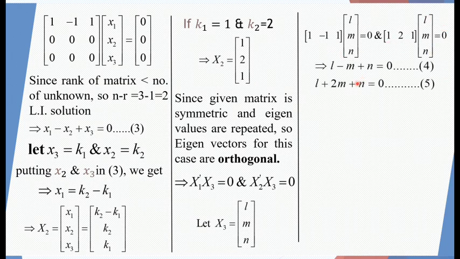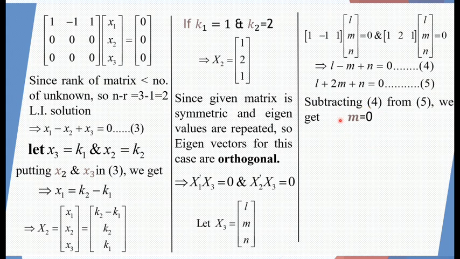Now multiplying it, we get two equations. One is L minus M plus N equals 0, and the other one is L plus 2M plus N equals 0. So there are two equations in L, M and N. On solving these two equations, if we subtract equation number 5 from 4 or 4 from 5, we can get the value of M, because both L and N are cancelled. So on subtracting we get M equals 0.